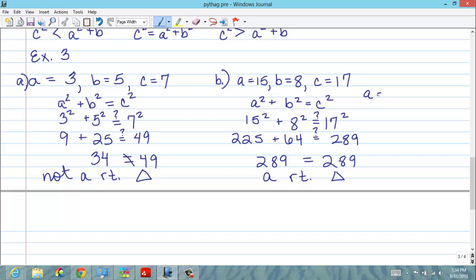Let's say a was 30 and b was 16 and c was 34. Notice what I did? I multiplied them all by 2. 15 times 2 is 30. 8 times 2 is 16. 17 times 2 is 34. These are already going to work in the Pythagorean theorem. I already know it, because in their most reduced form, 8, 15, and 17, we see that it does indeed work. That means it's a Pythagorean triple.